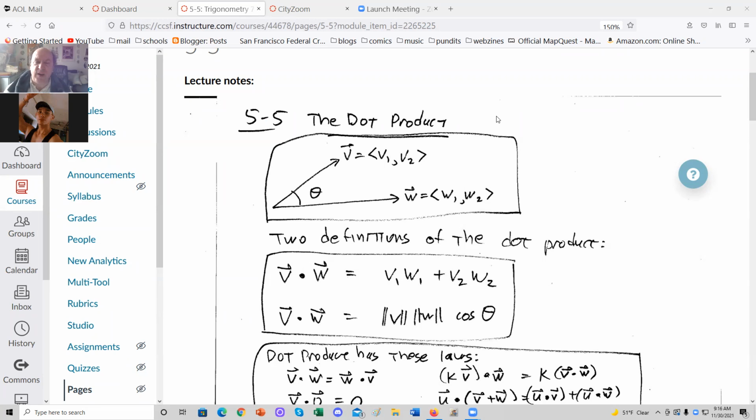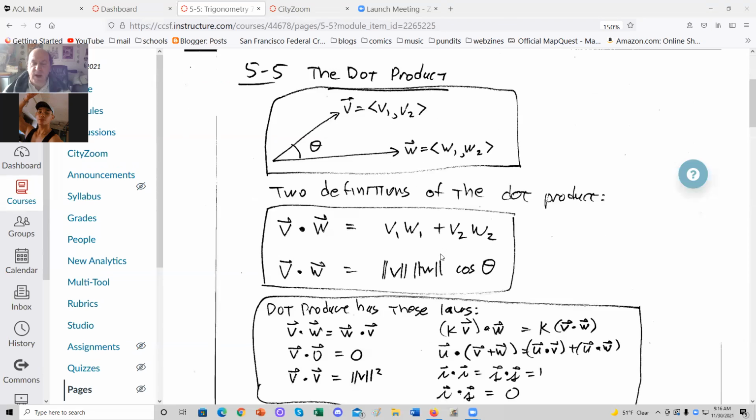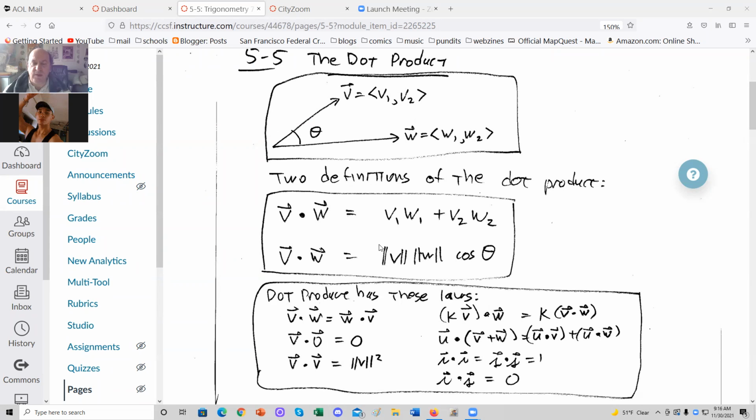So, okay, we start out with two vectors, v1 by v2, and w1 by w2. They'll have two different lengths, and they'll be at an angle theta relative to each other. Okay, there are two definitions of the dot product, one based on the coordinates, one based on lengths and angles. In terms of coordinates, the dot product is v1 w1 plus v2 w2, the product of the x components plus the product of the y components. The dot product in terms of geometry is the length of v times the length of w times the cosine of the angle between them.